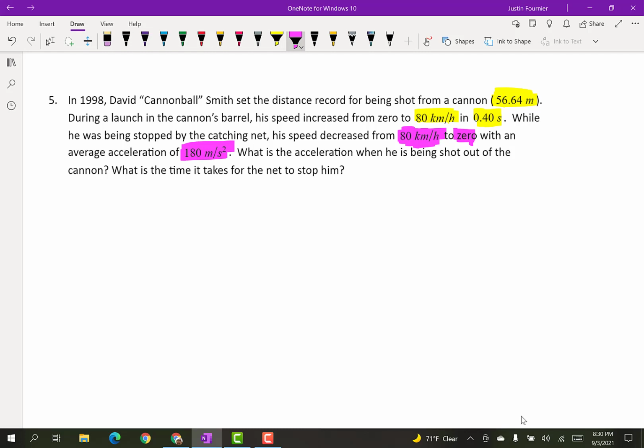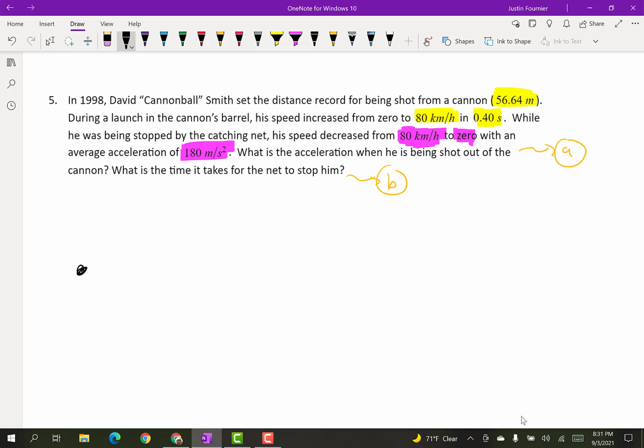So what's the acceleration while being shot out of the cannon? And what is the time it takes for the net to stop him? I'm going to say this is part A, and this is part B.